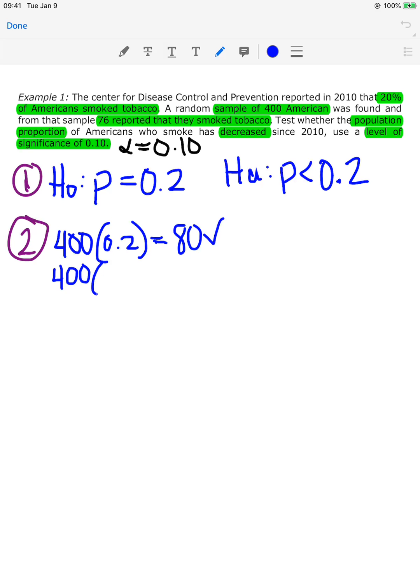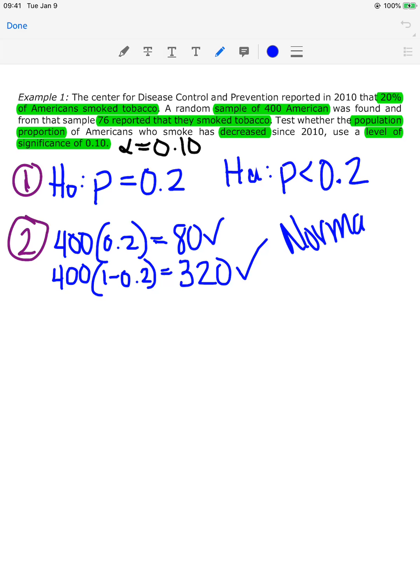Second check, 400 times 1 minus 0.2, and that should give you 320. I didn't actually do it, so let me actually do it real quick. 320. That is also greater than 10, so this is normally distributed, which is good. It has to be normally distributed for us to be able to move on.